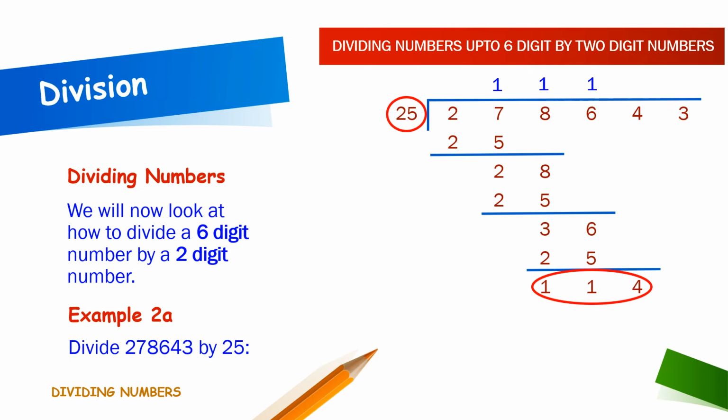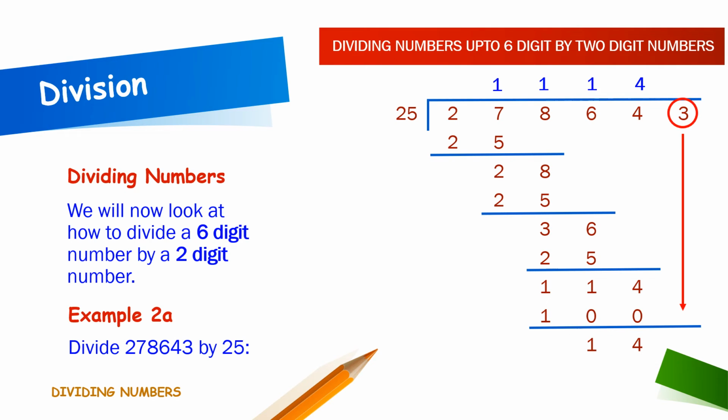How many 25s are in 114? There are 4. Position the 4 here. Multiply 25 by 4 to give 100 and position it here. Now subtract 100 from 114 to give 14. Bring the 3 down and position it here, as shown.